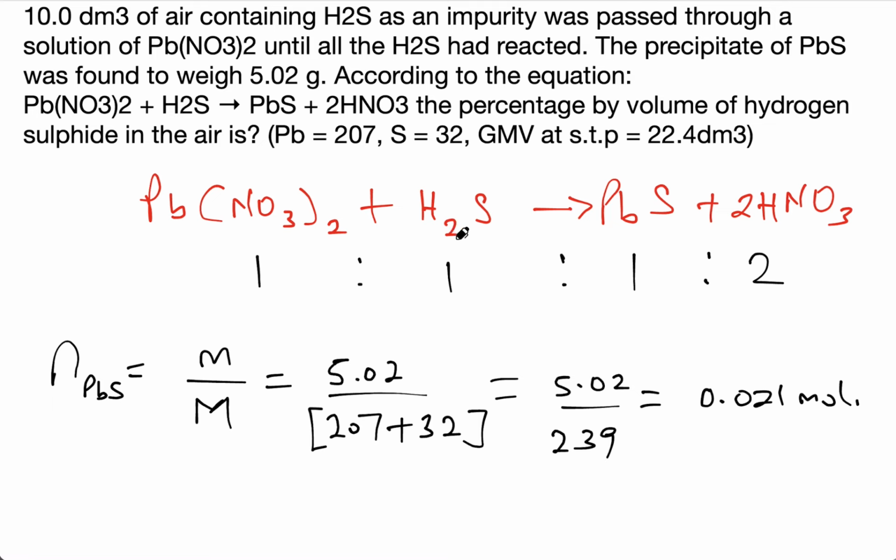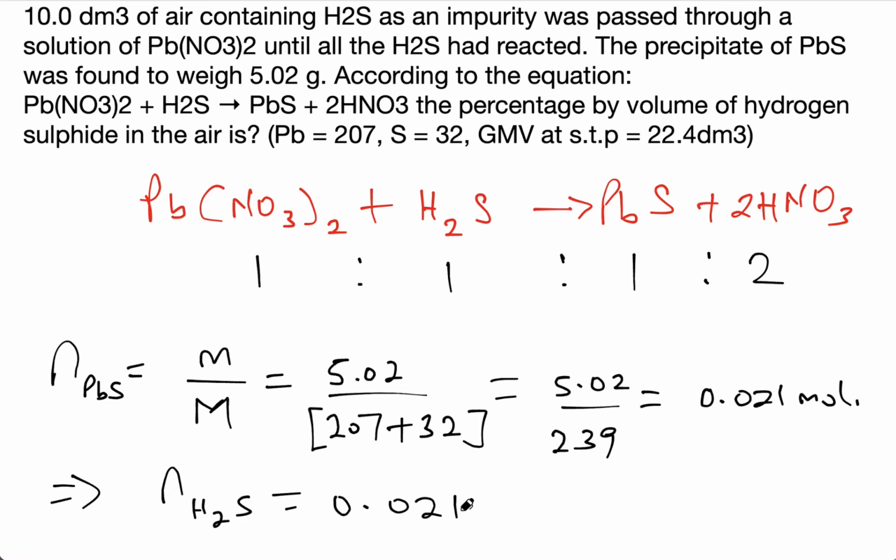It is only when you are given information about the reactant that you have to determine whether it is limiting or it is in excess or it is adequate. But for the product, you can just proceed and do whatever you need to do directly. Hence, this implies that number of moles of H2S as well will be 0.021 because the ratio of PbS to H2S is 1 to 1.